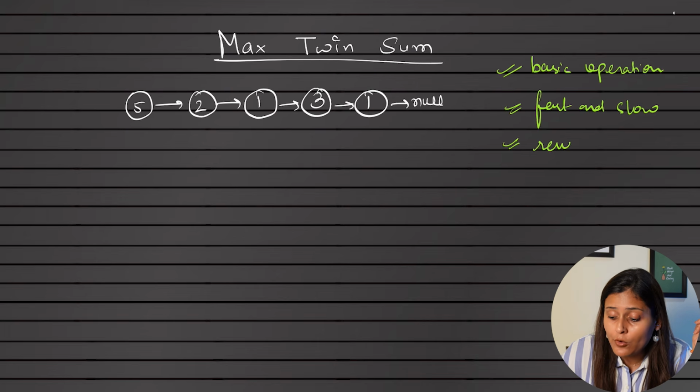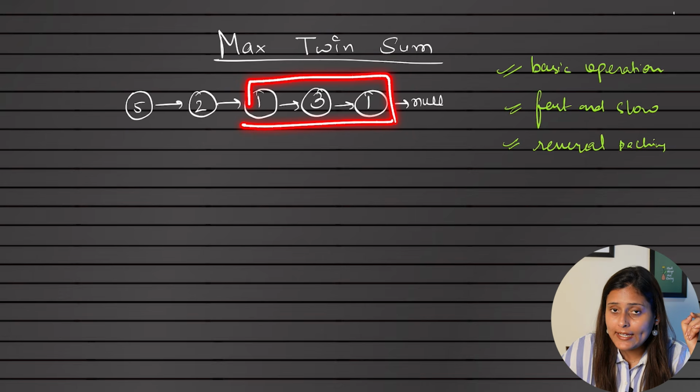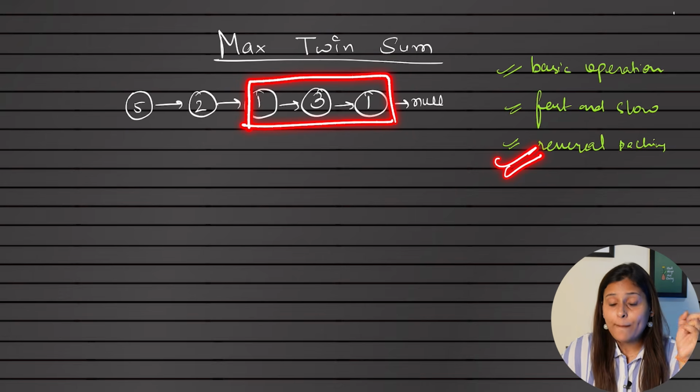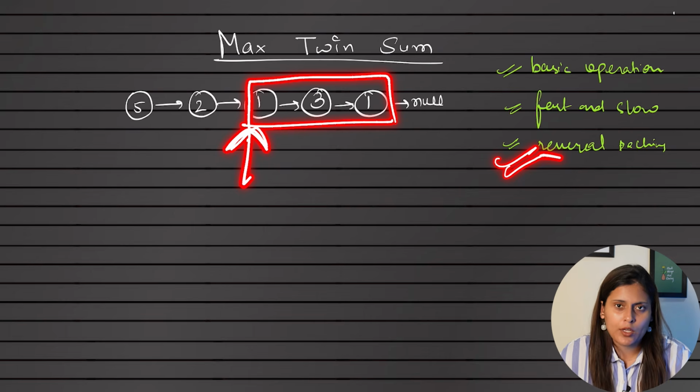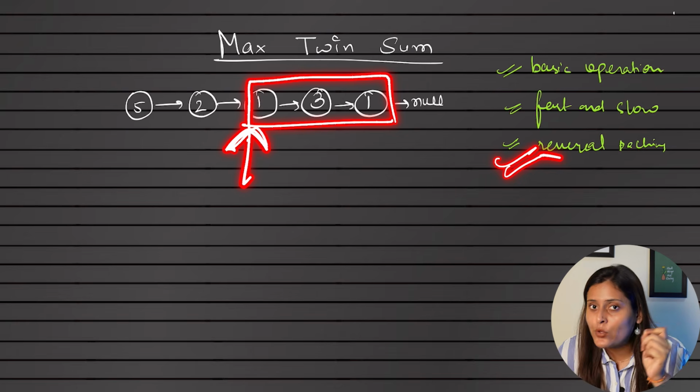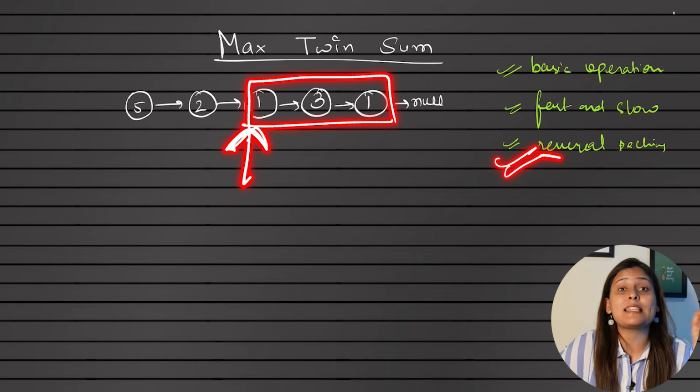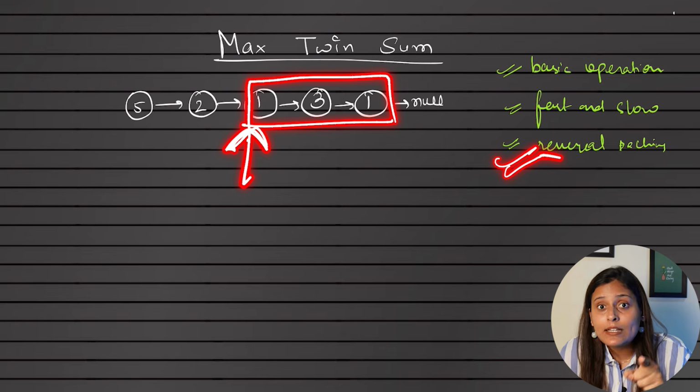Third, we have learned the reversal technique. In this case, as you can see, we have to reverse the second half, so the reversal technique will be used. But to reverse the second half, it is important to reach the middle node. Although you can reach the middle node also by first calculating the length of the linked list and then, in the second iteration, reaching that middle node.